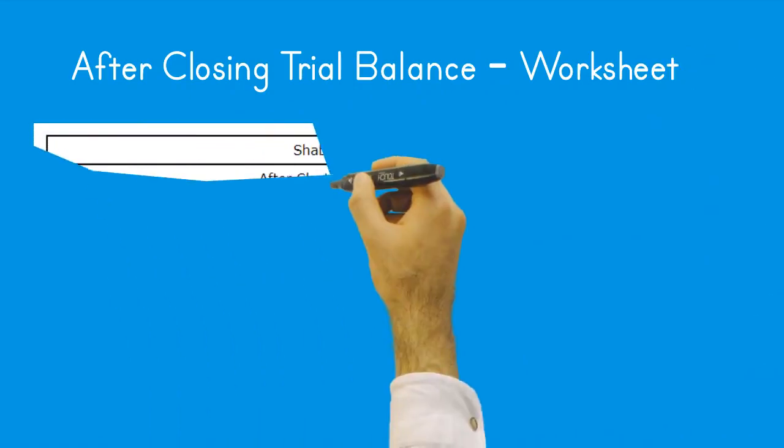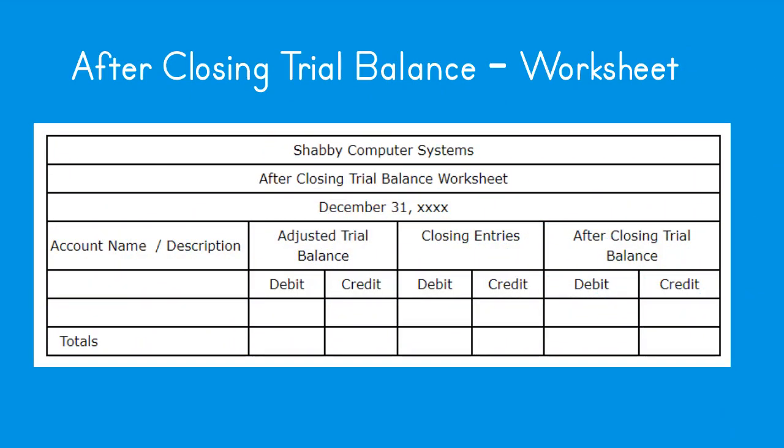After closing trial balance worksheet. Let's discuss the layout and what information is included in this worksheet. Heading area. Name of the company. Title. Description of the worksheet. Period ending date. Columns. Name and or number of account and other descriptions. Adjusted Trial Balance column with debit and credit columns. The adjusted account balance amounts for the debit and credit columns are taken directly from your adjusted trial balance worksheet.